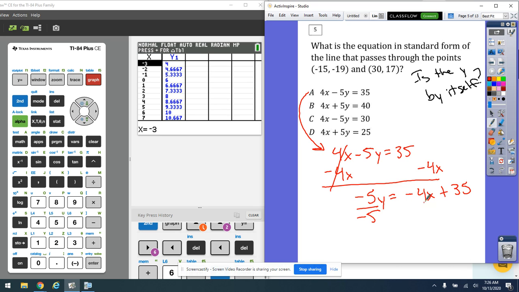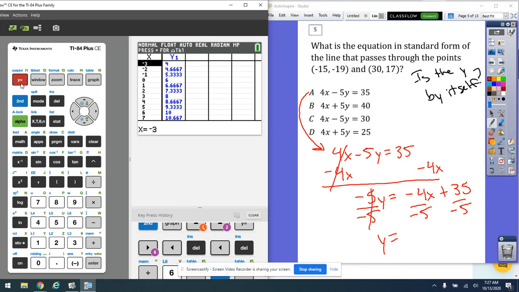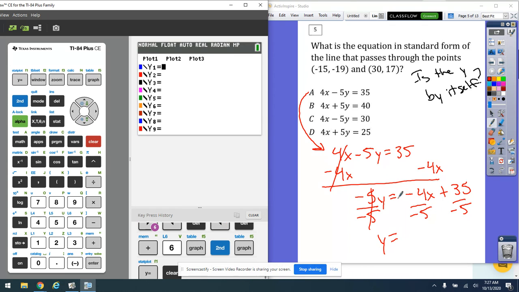And then divide by negative 5, and therefore y equals. What you guys can do is you don't even have to simplify from here, and I'm going to show you a little strategy. As long as you set it up this way, or you can even put them all over negative 5, we can do this. I can just simply do negative 4 divided by negative 5x plus 35 divided by negative 5 here. And let's see if this works.